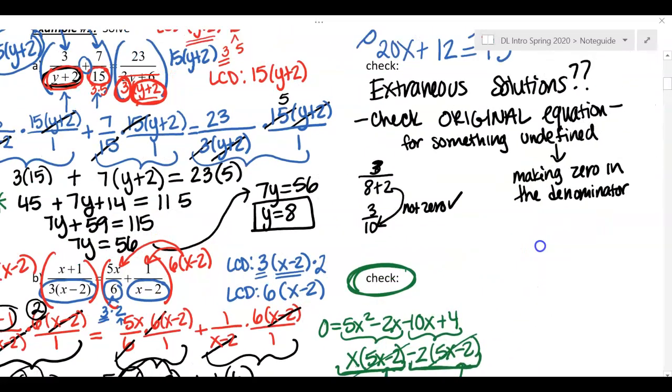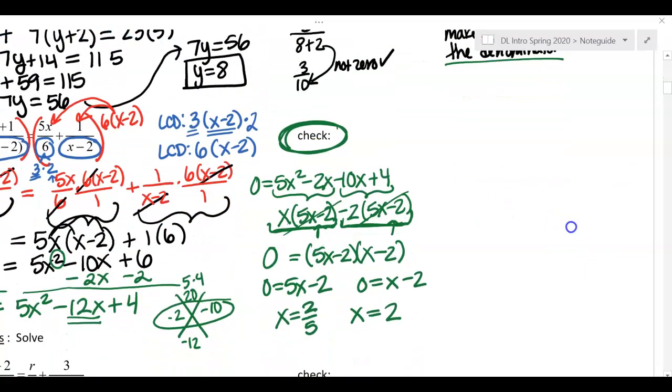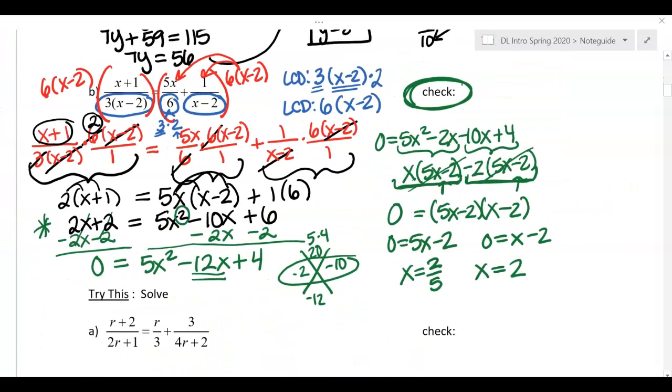I'm going to go back up to my note. We're checking the original equation. We're specifically looking to make sure none of our answers make that 0 in the denominator that makes something undefined. So look at the denominators from this problem. The only ones that have x in them are x minus 2. Would any of our solutions here make that x minus 2 equal to 0?